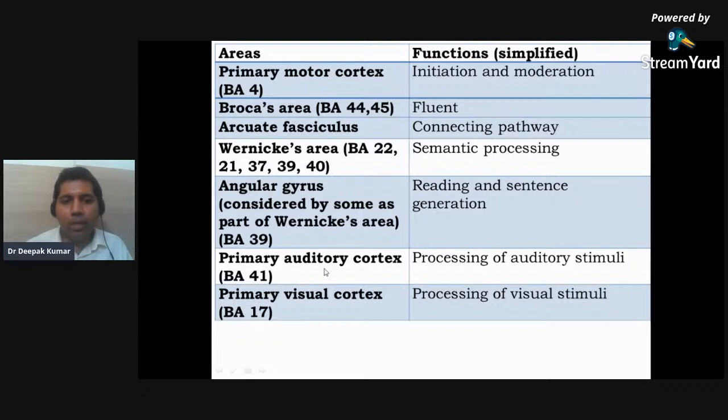Next is the primary auditory cortex. The green thing behind the yellow part in the image that you saw comprised two areas: the primary auditory cortex belonging to the temporal lobe and the primary visual cortex that belongs to the occipital lobe. So the auditory cortex processes auditory stimuli and the visual cortex processes visual stimuli. So these are the functions.